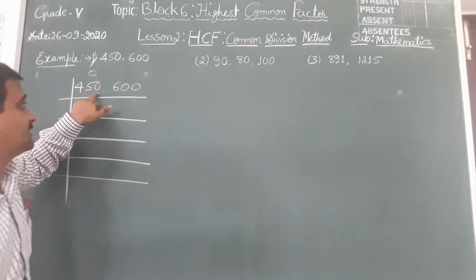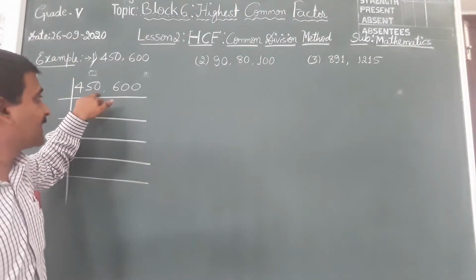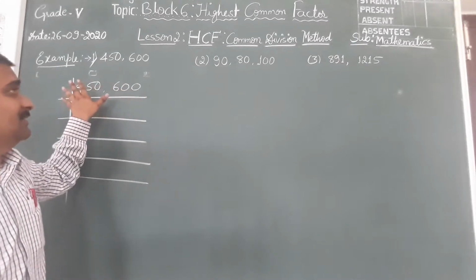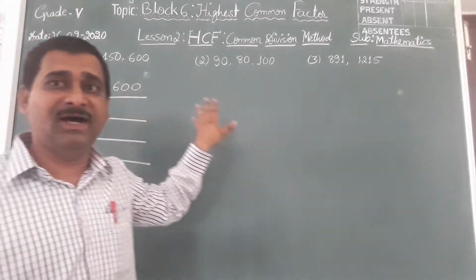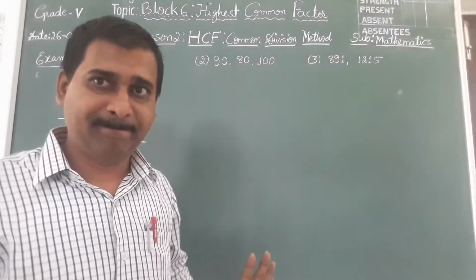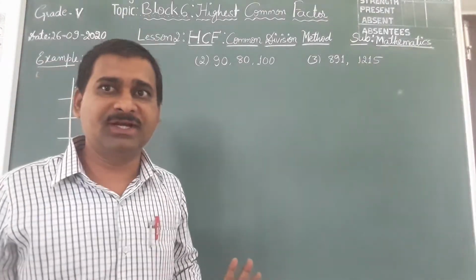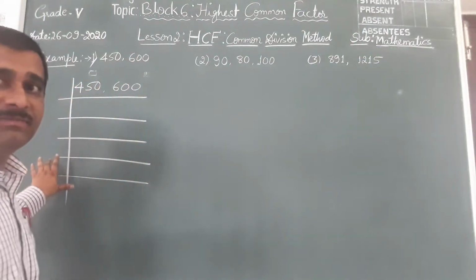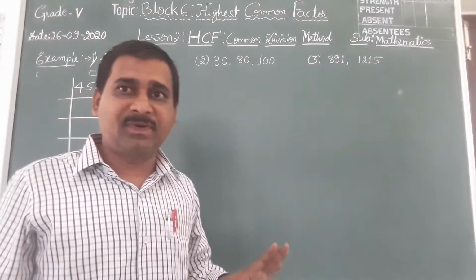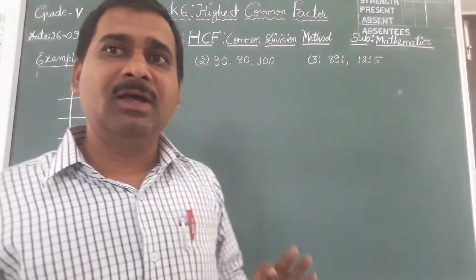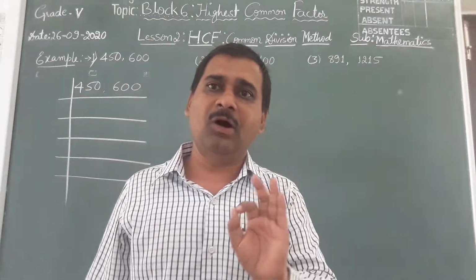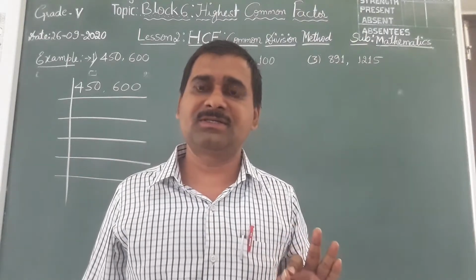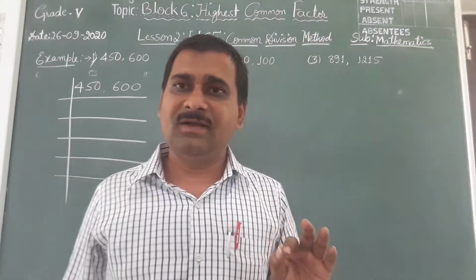Check here, children, there is a 0 in the ones place. Definitely these two numbers are divisible by 5 and 10. But don't forget, children, here we should take only prime numbers. So prime numbers are non-divisible odd numbers. They are odd numbers. But odd numbers means what?